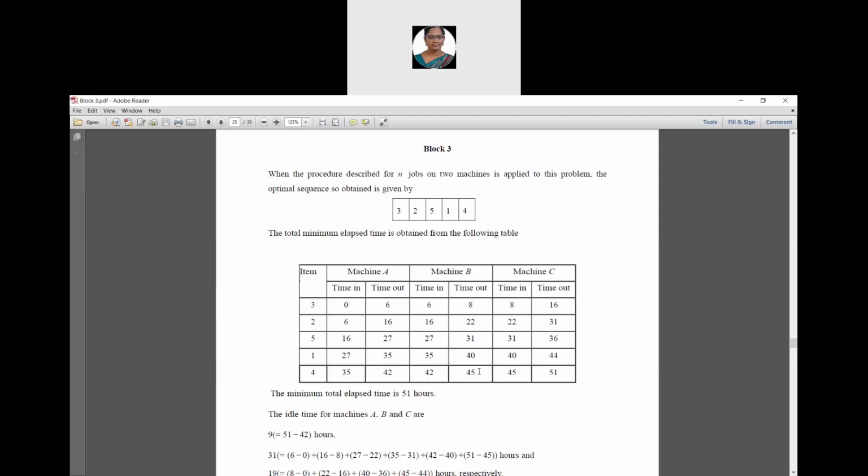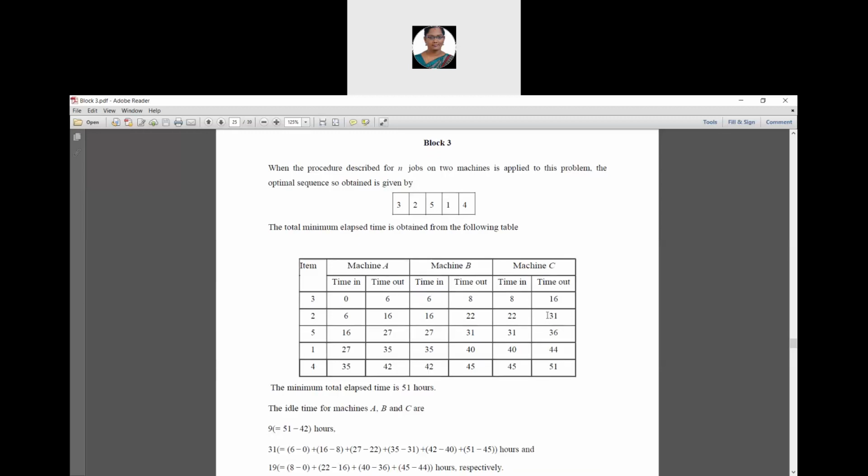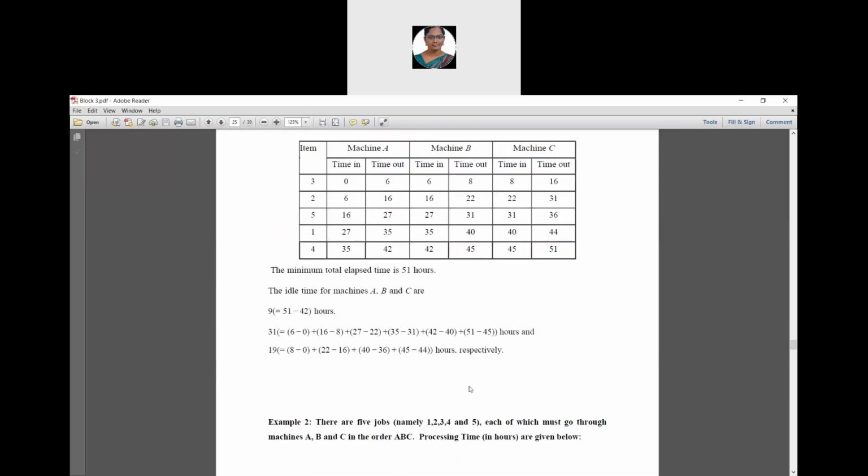Likewise, you have to find the time in and out values for machine C. Therefore, the minimum total elapsed time is 51 hours. The minimum total elapsed time is the last machine's last out value. The last machine is C and its last out value is 51. That is the minimum total elapsed time.